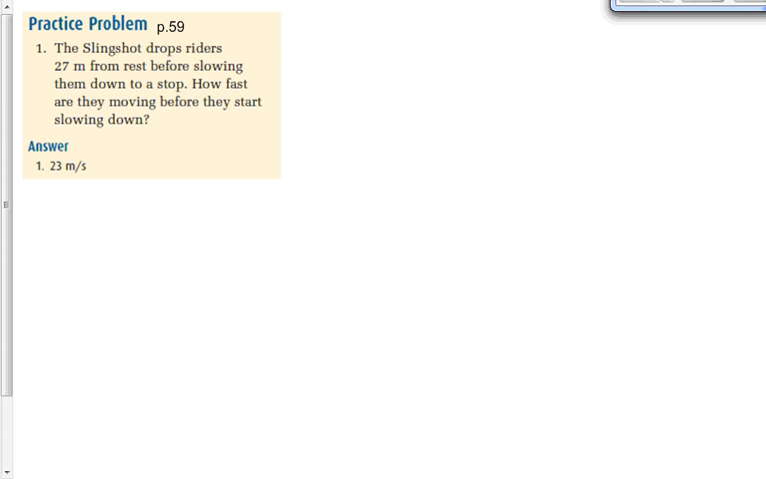All right, this one says the slingshot drops riders 27 meters from rest before slowing them down to a stop. So here you are, way up in the air, you're attached to something, obviously, and then you're falling 27 meters. You're free falling 27 meters, and then you begin to slow down. So there's another phase now. This is like the throwing it up out of your hand. The hand problem being one problem, and then the rising up into the air being a separate problem.